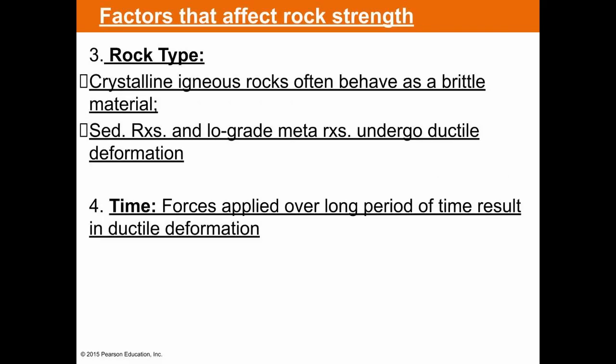Rock type, of course, plays a factor into this. Crystalline igneous rocks, for example, are very brittle, tend not to want to bend and distort, whereas sedimentary rocks and some low-grade metamorphics actually more readily undergo ductile deformation.